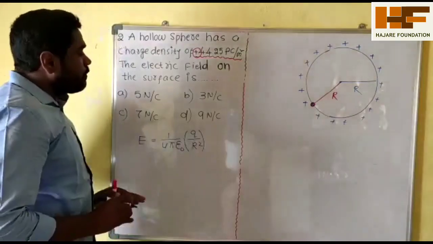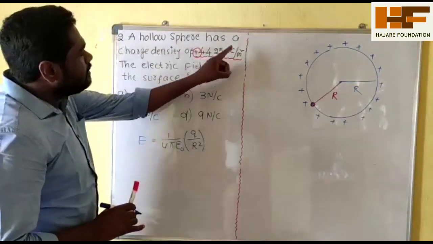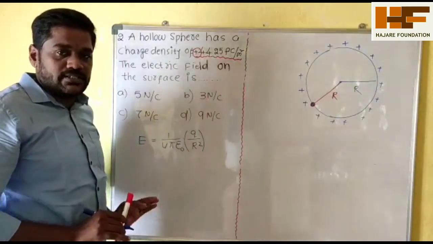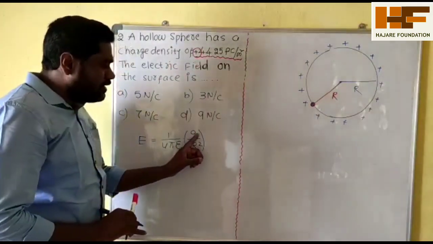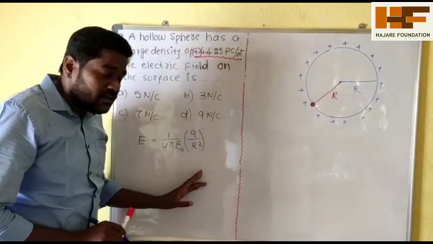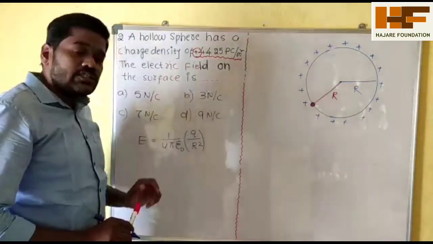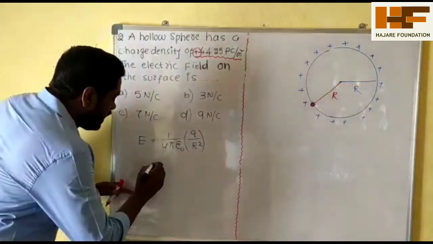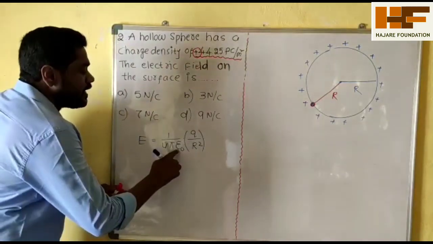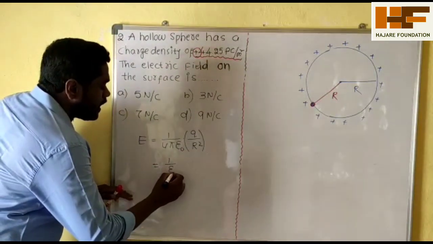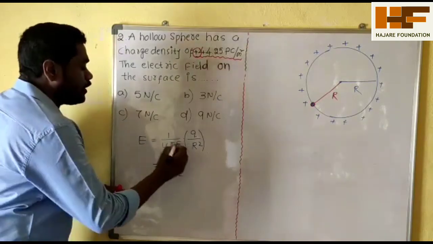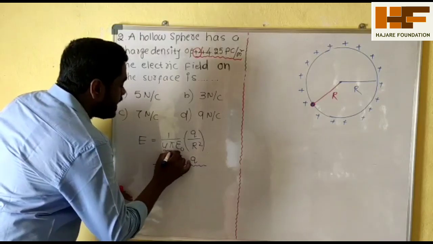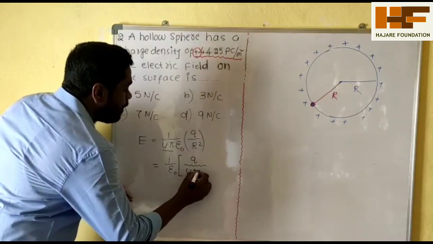But now tell me, in this whole question we are observing only one given quantity, that is the surface charge density. There is no symbol for surface charge density here. The radius they have not given, and the charge also not given. It means this term we have to convert into surface charge density. I am writing this epsilon naught outside: 1 by epsilon naught into q by, the remaining term is 4 pi r square.